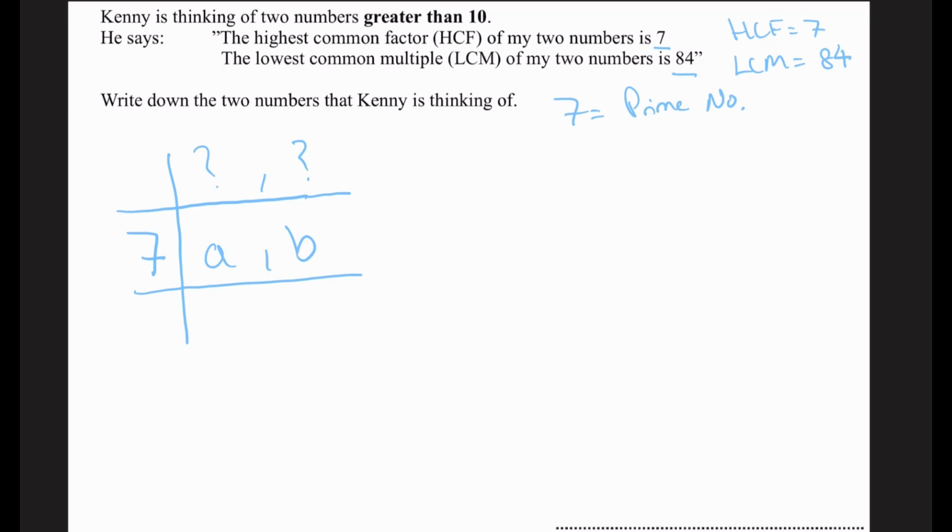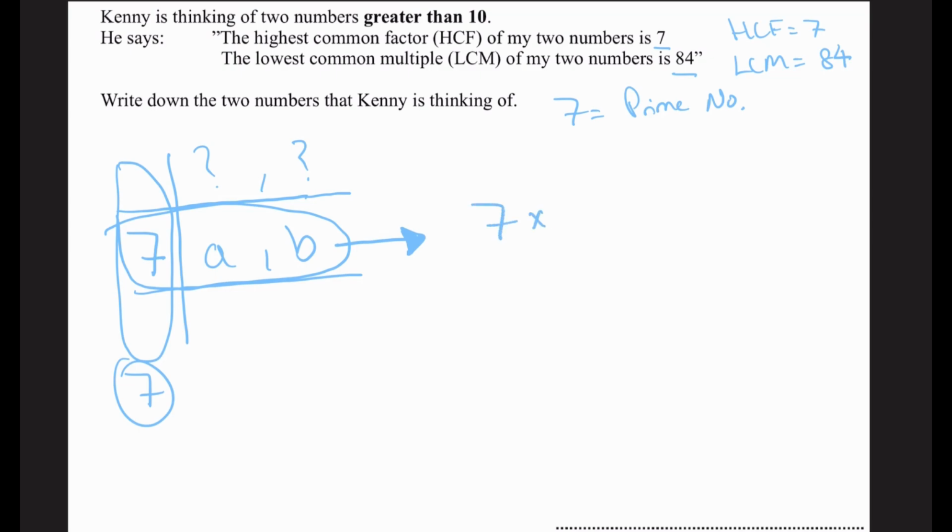So we know HCF is just everything in this column, and LCM is everything in this column. So in this column, everything times together, so 7 is just on its own, so this will get you 7 as the HCF. And we know if you times all the numbers in the LCM together, you should get 84. So if you do 7 times A times B, you should get 84. Divide both sides by 7, and you should get 12.